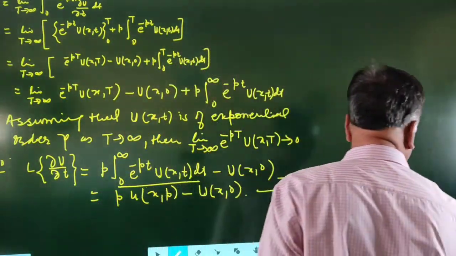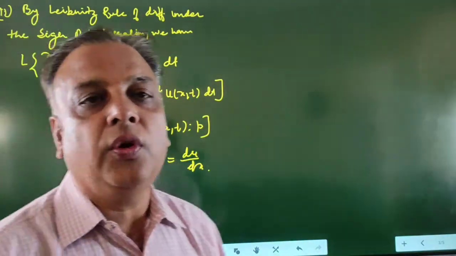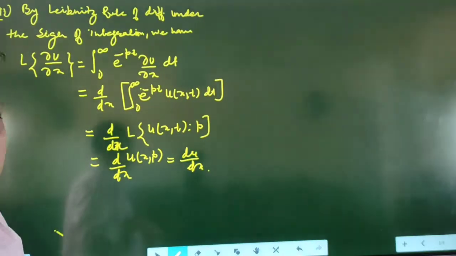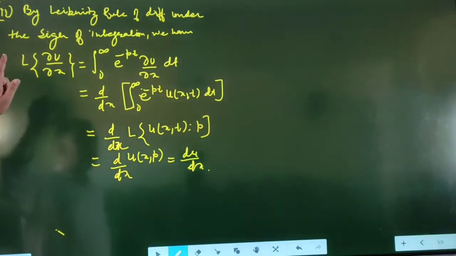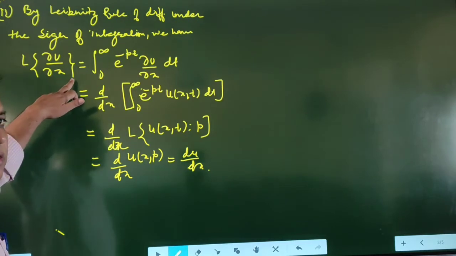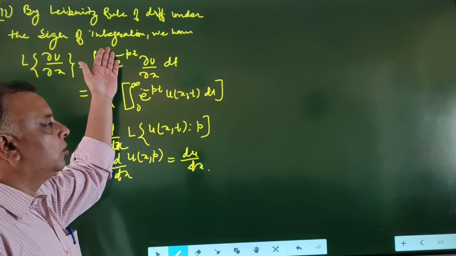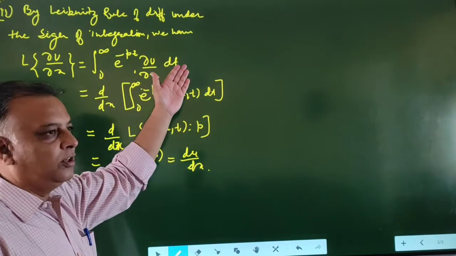Now coming to the second result, we have to use the Leibniz rule for differentiation under the sign of integration. Now we have to find the Laplace transformation of del u upon del x. By the definition of Laplace transformation, this is equal to integral 0 to infinity e raised to minus pt del u upon del x dt.